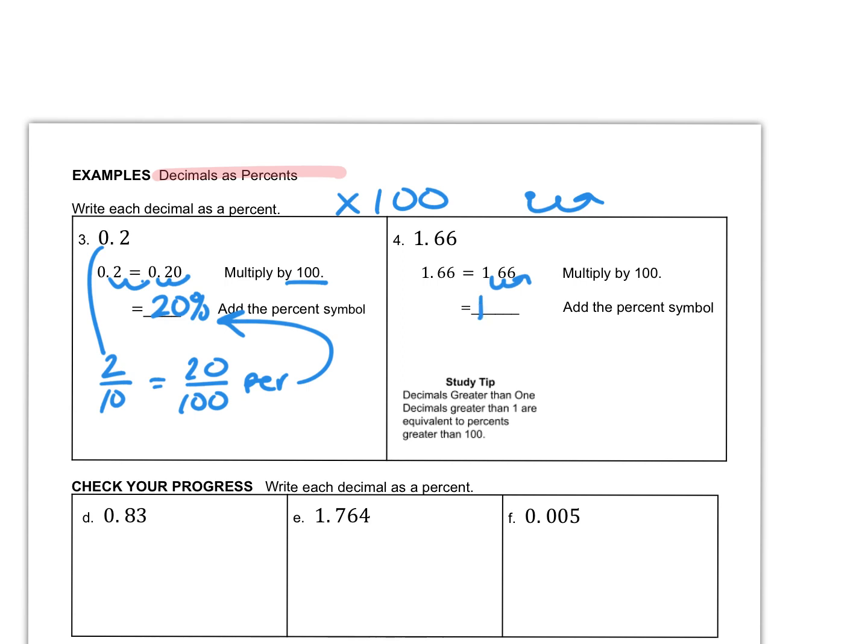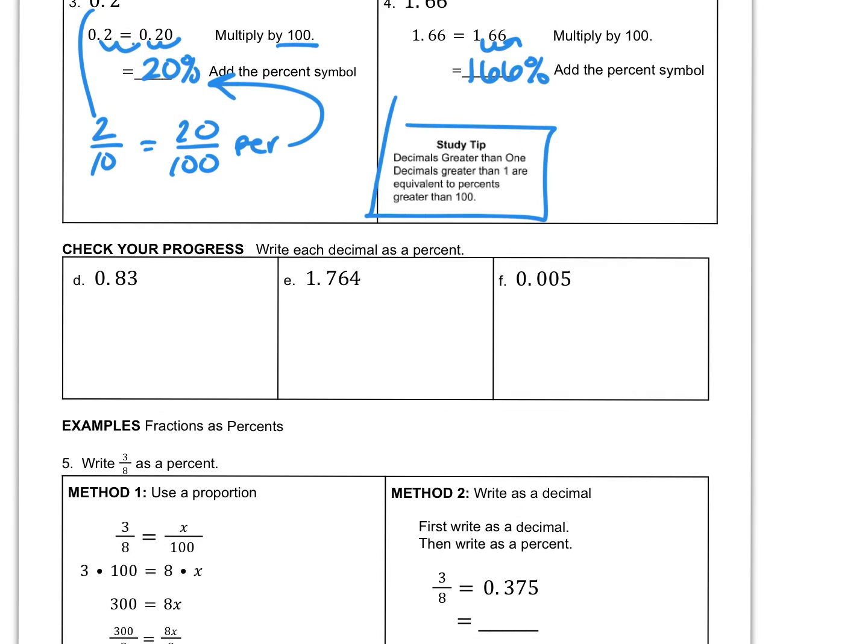1 and 66 hundredths is 166%. Here's a little study tip for you. Go ahead and try those other ones. Same thing, decimal to percent. Multiply by 100, or move your decimal 2 places to the right. Try them, come back and check.